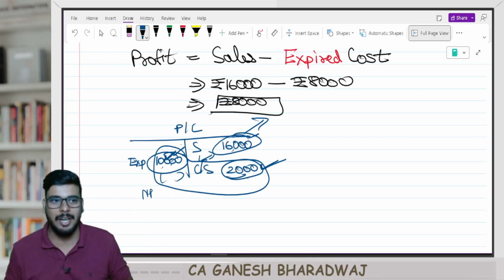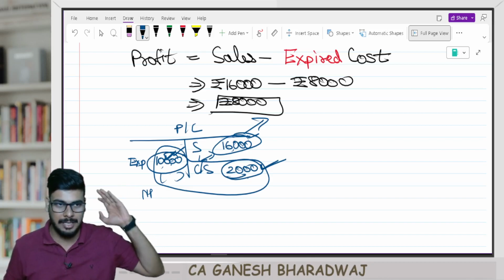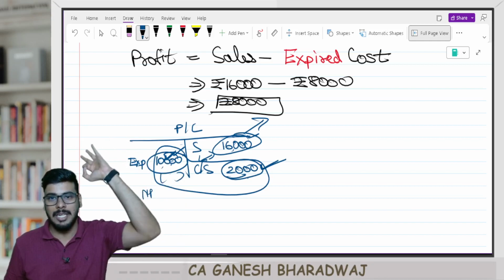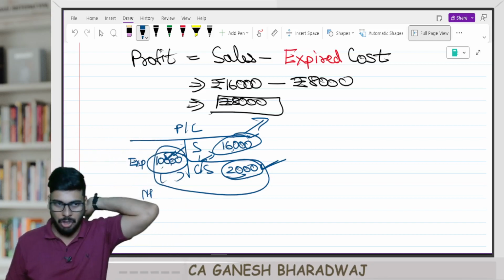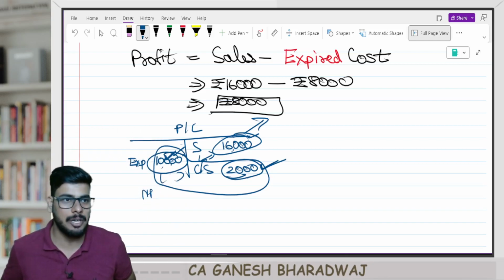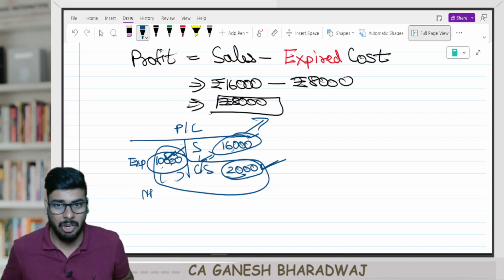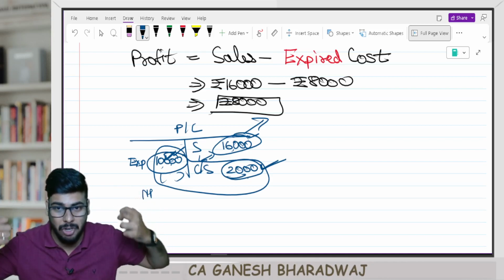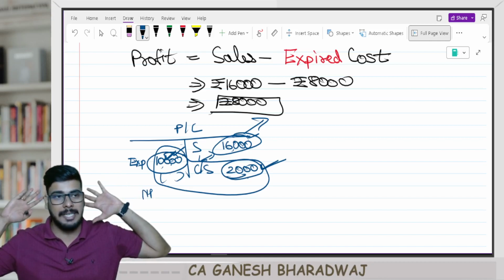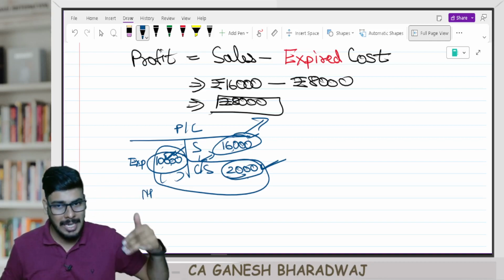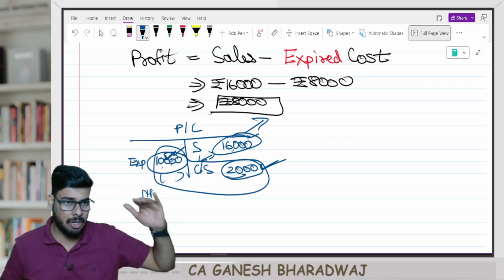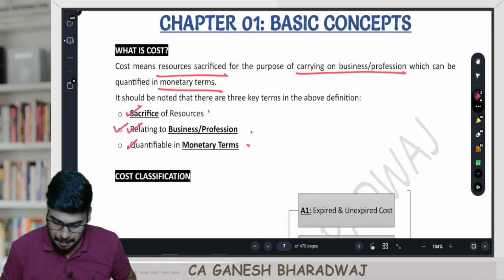So basically, you understand what is the important thing that you need to understand. Profit means what? Sales minus expired cost. Are you clear with this? And what do you mean by expired cost? The cost that expires or gets knocked off against the current year revenue is called expired cost. Unexpired cost means what? That escapes to the next year. The cost that escapes to the next year is called unexpired cost.